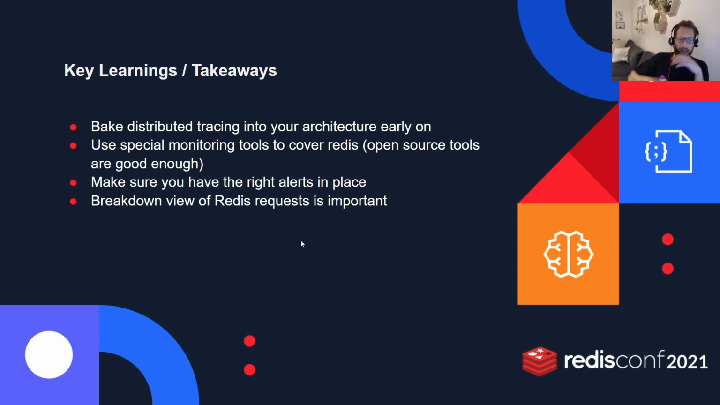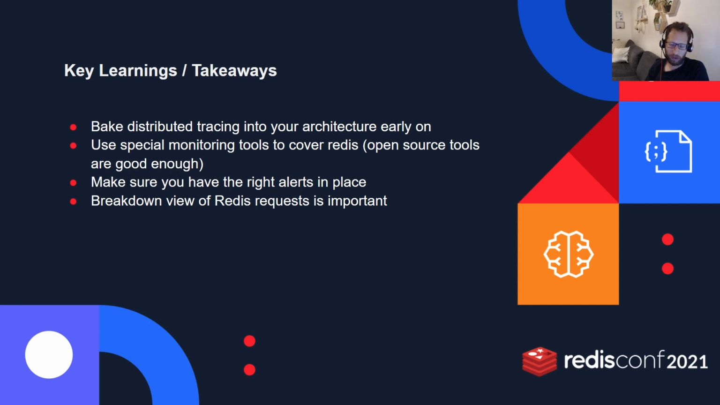Key takeaways. I think maybe the number one thing that I would recommend is to bake distributed tracing into your architecture. We see many times that this is an afterthought and that it becomes more complex to do. So this should be part of the design of microservice environments from day one.